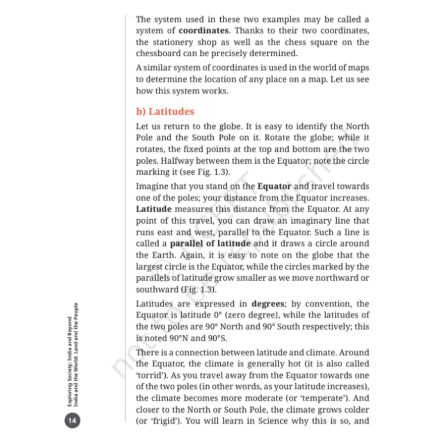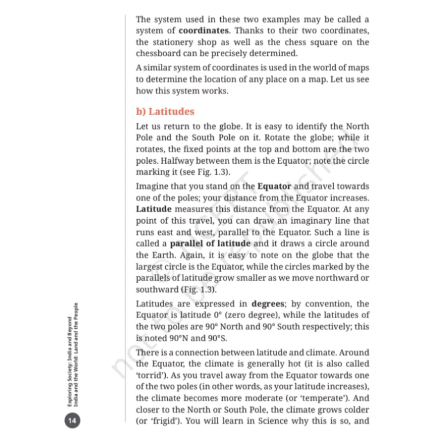B. Latitudes. Let us return to the globe. It is easy to identify the North Pole and the South Pole on it. Rotate the globe. While it rotates, the fixed points at the top and bottom are the 2 poles. Halfway between them is the equator. Note the circle marking it, see Fig 1.3. Imagine that you stand on the equator and travel towards one of the poles. Your distance from the equator increases. Latitude measures this distance from the equator.